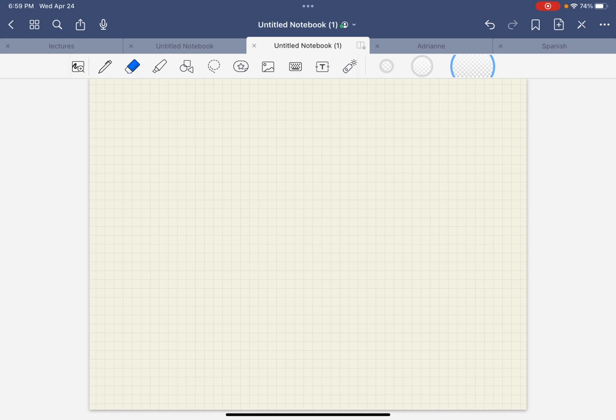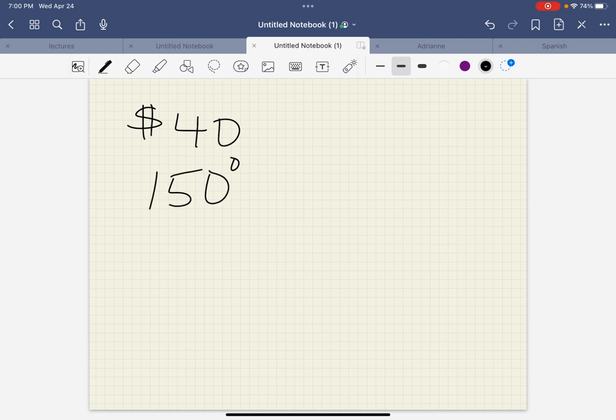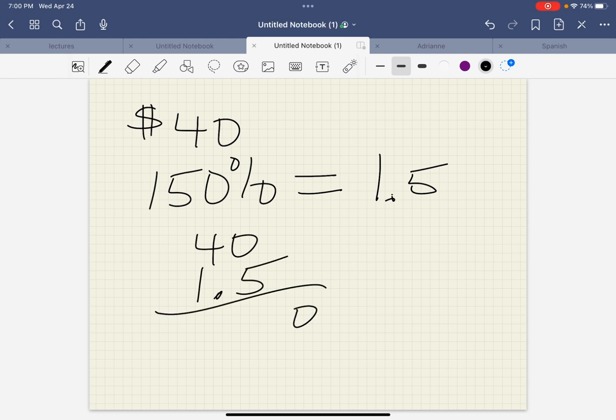So the first example says Mr. Franklin bought new dresses for $40 each. So the original price is $40. He marked each dress up 150%. What was the price he charged his customers? Well, there's two ways you can do this. He's marking it up 150%. How do we write that as a decimal? That's 1.5, right? So we can find out what 150% of 40 is.